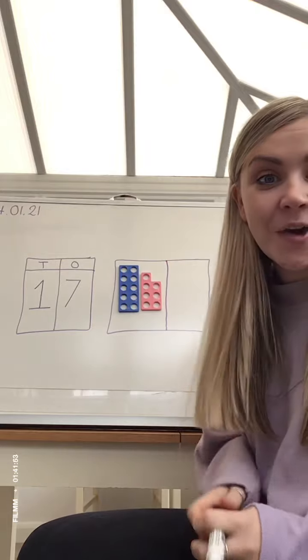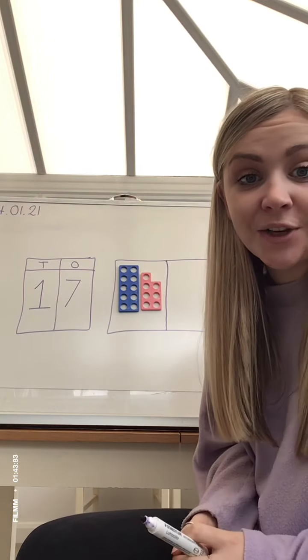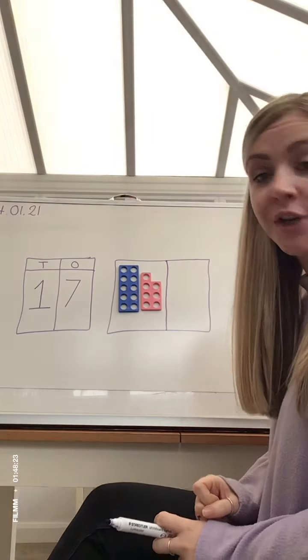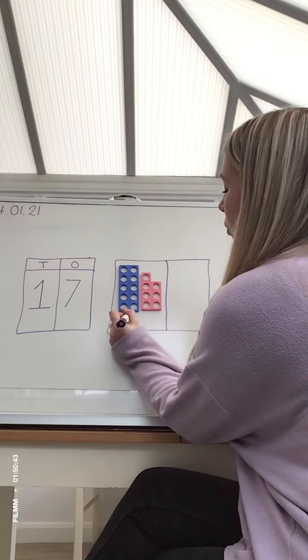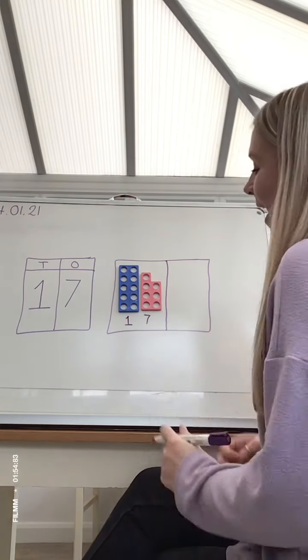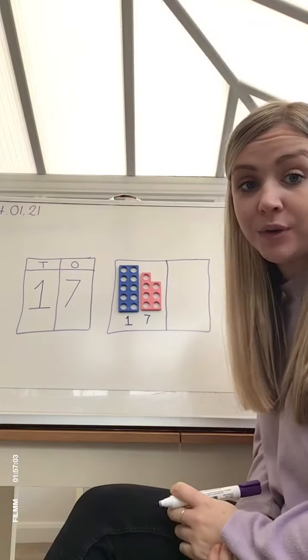Okay, I'm sure you've had a go at representing the number 17. Let's have a look at it together on the board. Now, I used concrete resources, and the concrete resource that I chose was Numicon. You can see that I have one group of 10 and 7 ones. So I've made the number 17 using concrete resources.